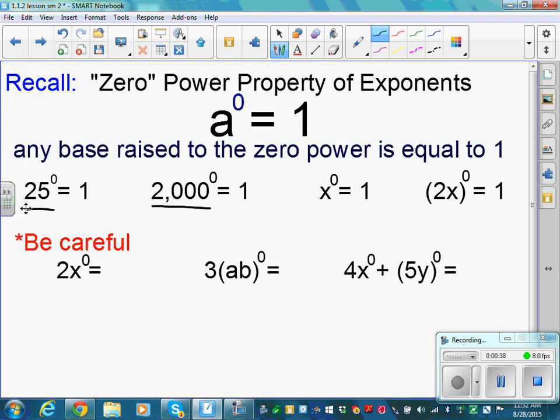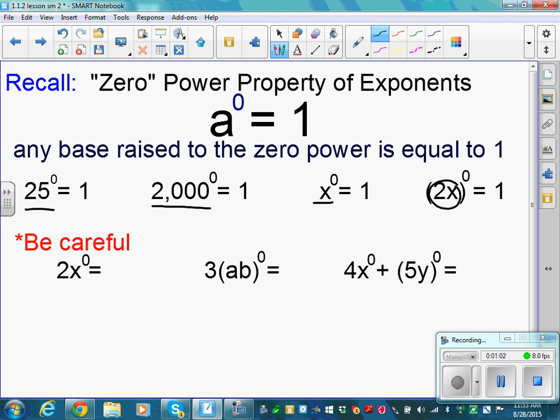2000 raised to the 0 power is 1. X to the 0 power is 1. 2x, all of that was raised to the 0 power, so that whole thing is 1. Even cupcake to the 0 power is equal to 1. But we do have to be careful. We talked about this last time because you have to be paying really close attention to what exactly is being raised to the 0 power.